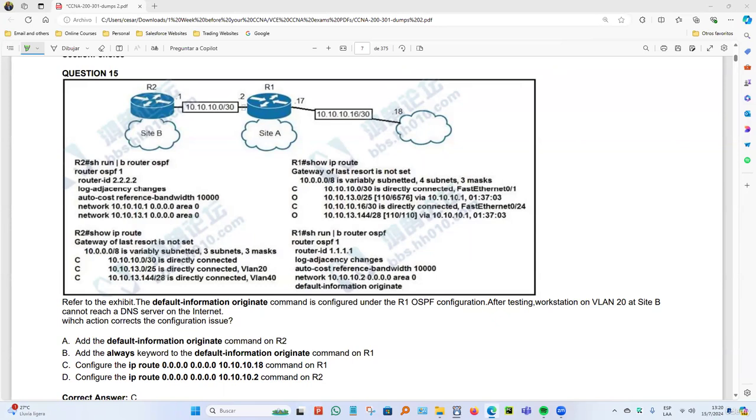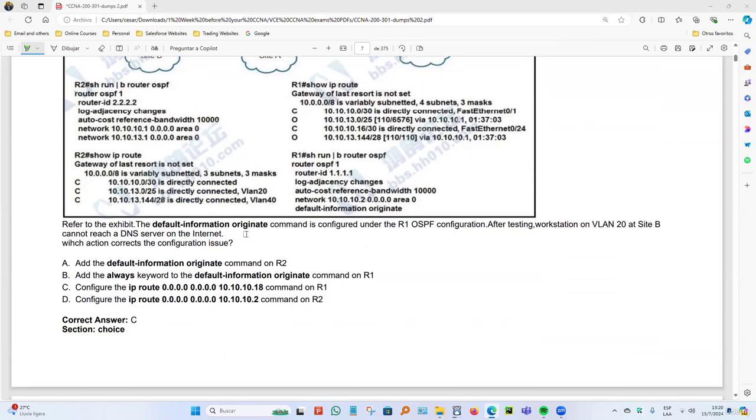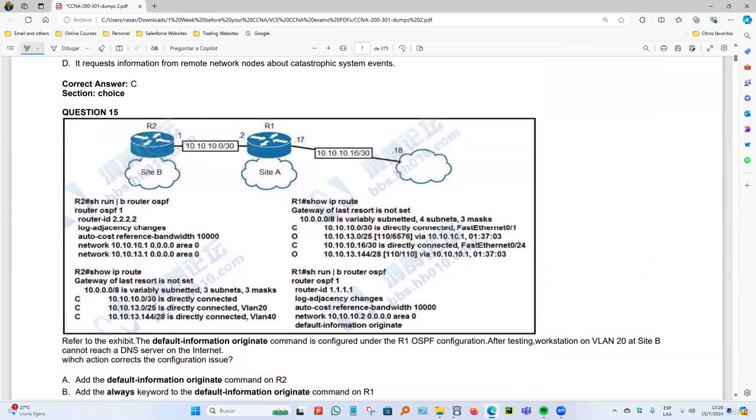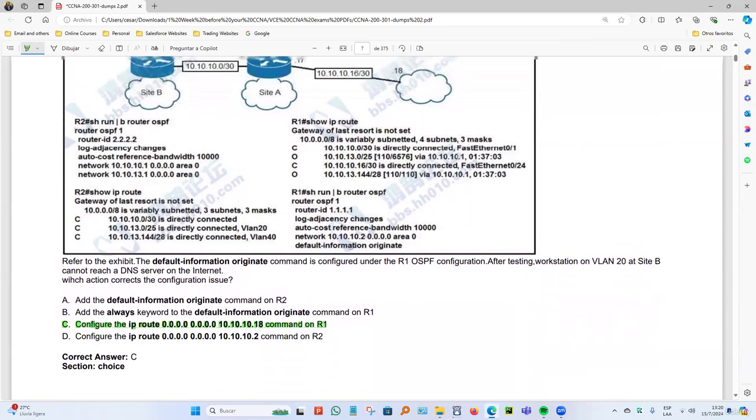It's not router 2, it's router 1. We are missing a static route in router 1. We need to add this static route in router 1 so we can get access to the internet. And that's the reason we are not getting access to the DNS server. The following static route needs to be configured in router 1. Actually, this is what we need to do.